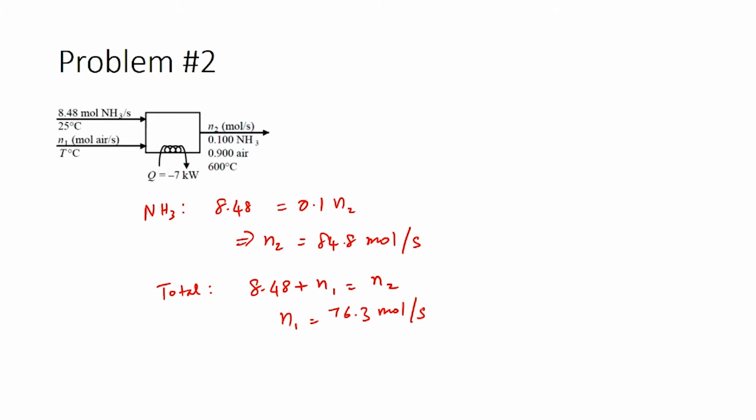So, now we have the molar flow rates of ammonia and air and the mixture which is leaving the system. We now have to calculate the temperature at which air is being fed to the system. For this, we need to perform energy balance calculations. First, we need to identify whether this is an open system or a closed system. As we have air and ammonia flowing in and out of the system, this is an open system.